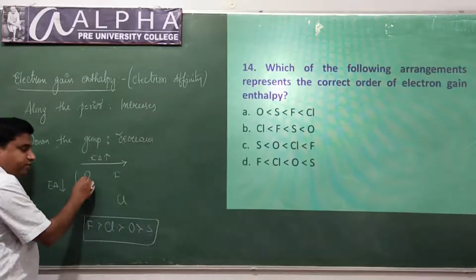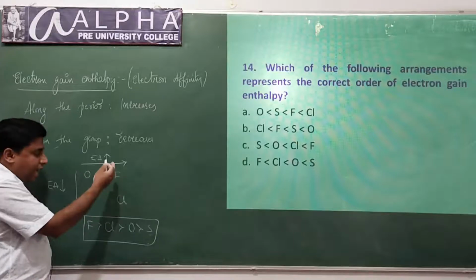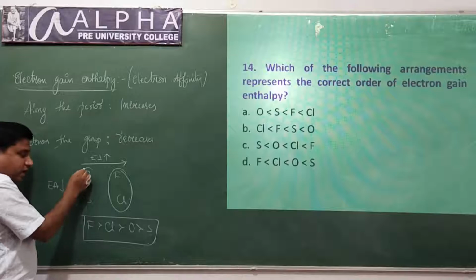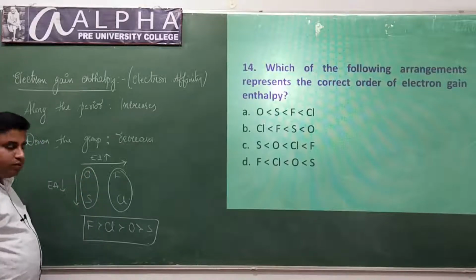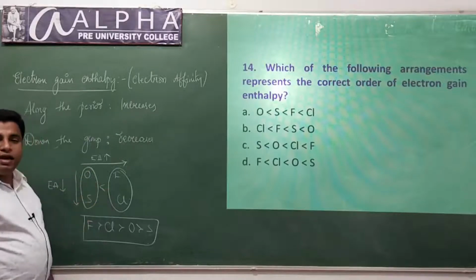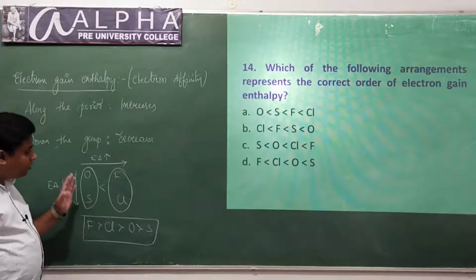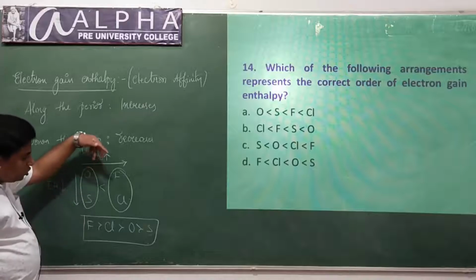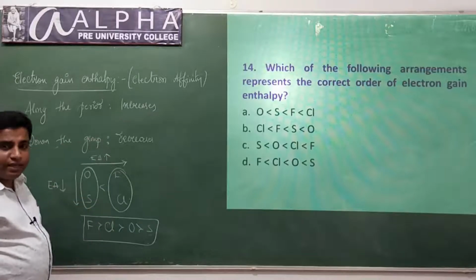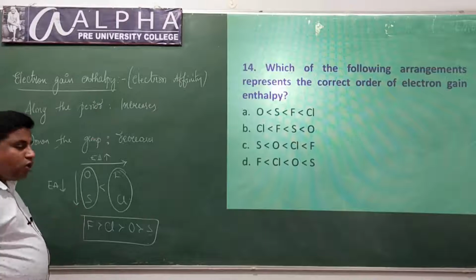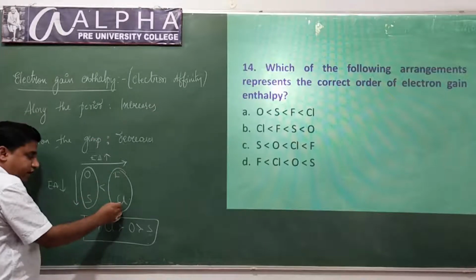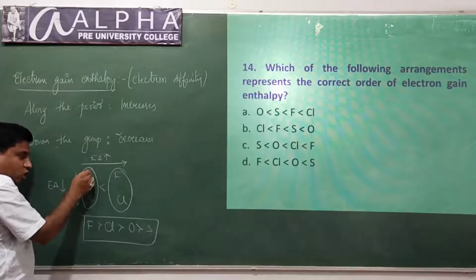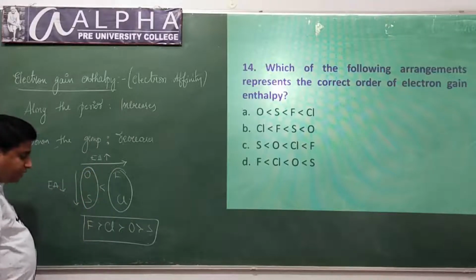So from oxygen family to halogen family, halogen family has more electron gain enthalpy than oxygen family, obviously, because electron affinity should increase along the period. But as you go down the group, electron affinity should decrease. So my analogy is fluorine should have more electron gain enthalpy than chlorine. Chlorine should have more electron gain enthalpy than oxygen. Oxygen should have more electron gain enthalpy than sulfur.